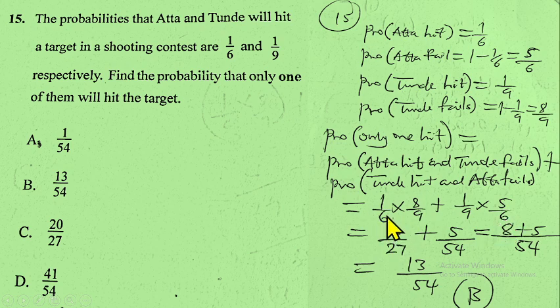From there, we can simplify further. 2 can go in 6, 2 can go in 8. So you have 4 over 3 times 9, which gives us 27, plus 5 over 9 times 6, which is 54. You can find the LCM, which is 54. 27 in 54 gives us 2. 2 times 4 gives us 8, plus 54 in 54 gives us 1, times 5 gives us 5. 8 plus 5 gives us 13 over 54. So the probability that only one of them will hit the target is 13 out of 54. So option B is the correct option for question number 15.